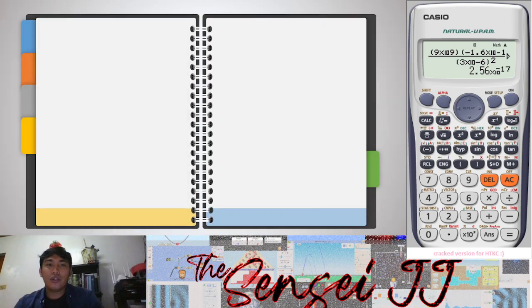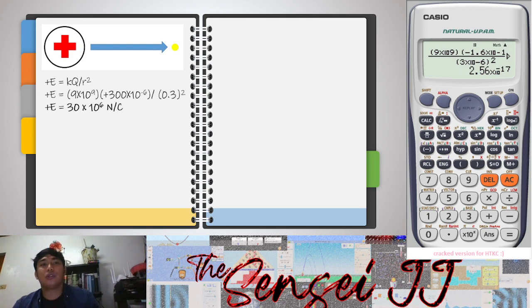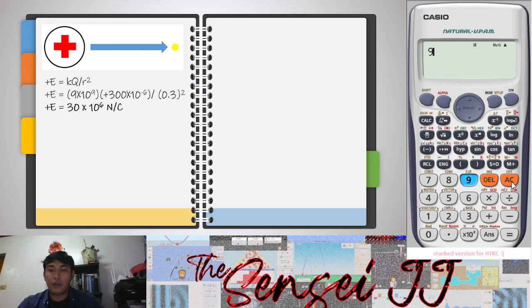Okay? So let's try to solve first our positive charge. We have here our positive E equivalent to kQ all over r squared, where we can get our positive electric field of 30 times 10 raised to negative 6 newton per coulomb. So we have here 9 times 10.